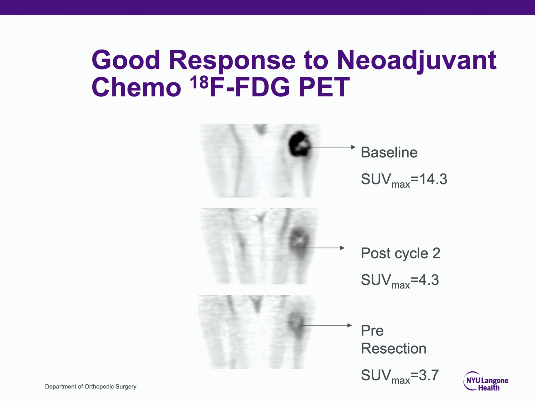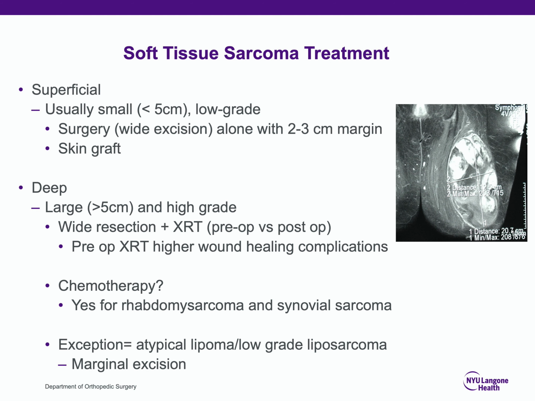Here again is just an example of a patient we treated with a PET prior to treatment, showing very high SUV. They got chemotherapy and radiation treatments prior to surgical resection, and you can see that the SUV significantly improved. And at the time of resection, the mass was very necrotic, which obviously has good prognostic signs for the patient.